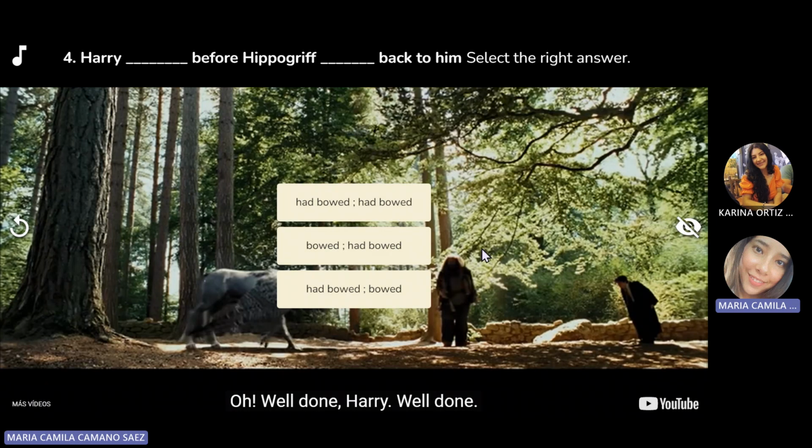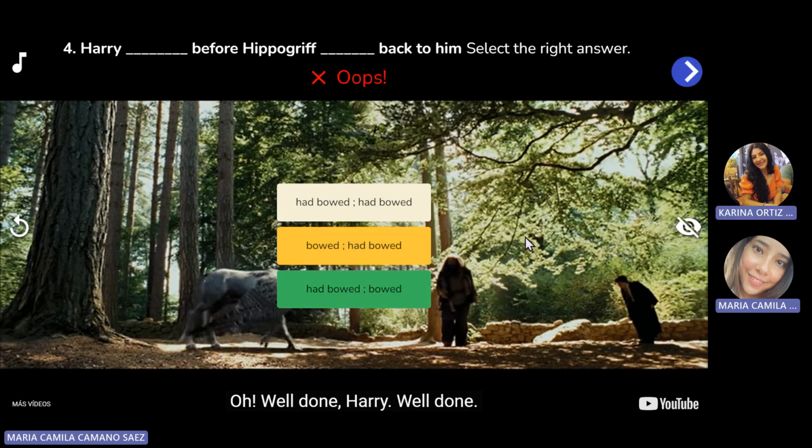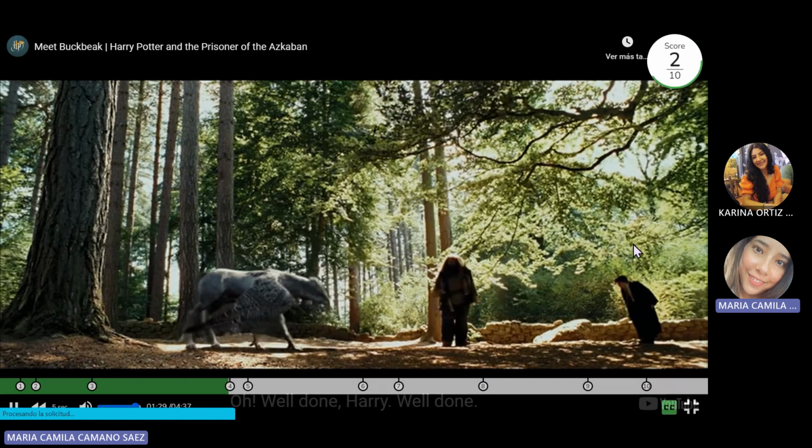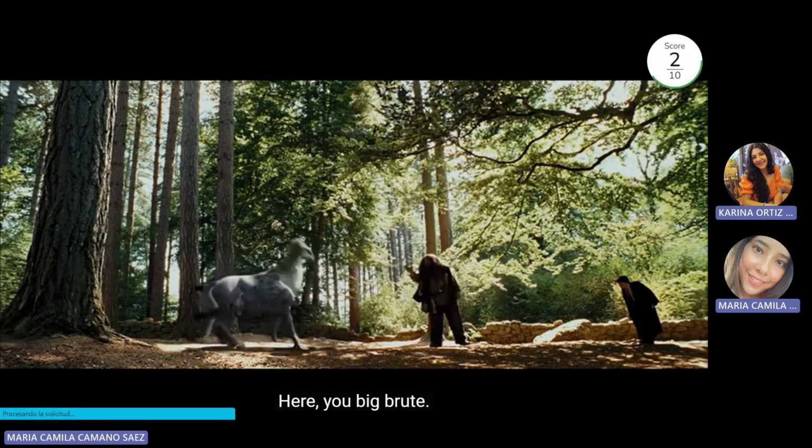So what do you think is the correct one? I think it's the second. Harry bowed before hippogriff had gone back to him. So in this case, don't worry. In this case, it's had bowed because the first thing that happened is with past perfect simple. So let's do the last one because we don't have time. Well done, Harry.